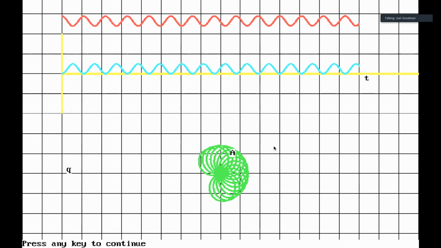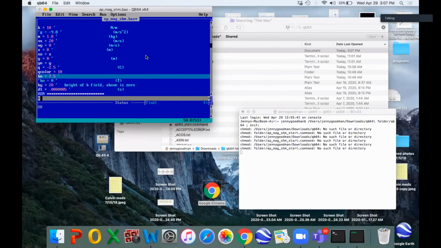But I will tell you this. Apparently the magnetic field does affect the period, because look at this. Look how many waves there are here. Way more than before. So the period is shorter. All right. Let me challenge you. What do you think this would look like if the B field was 0? No B field. What's it going to look like?